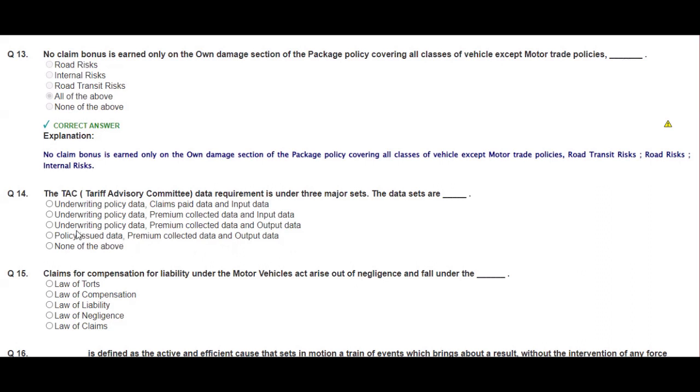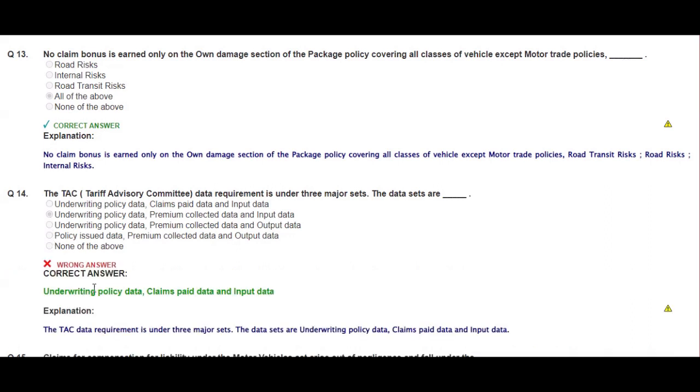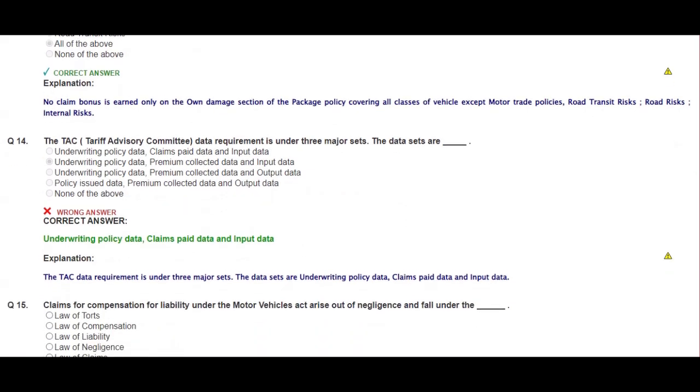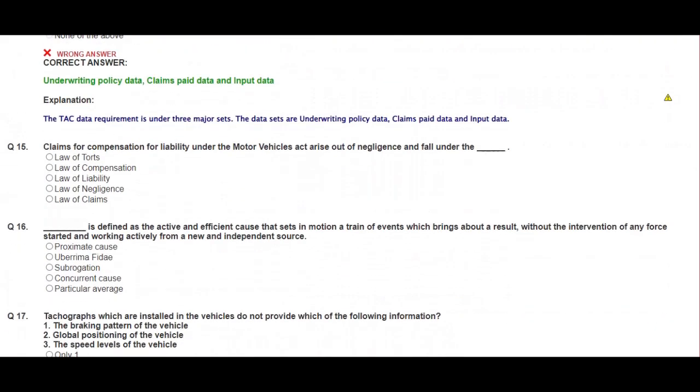Policy issued data, no, only three major facts: underwriting policy data, premium collected and output data. Claims paid data and input data is the right answer. The first one is the right answer.